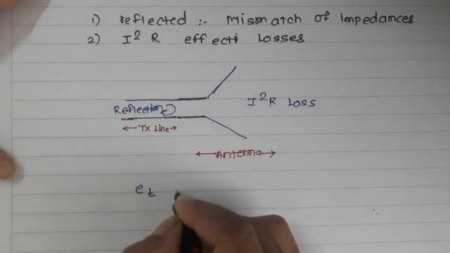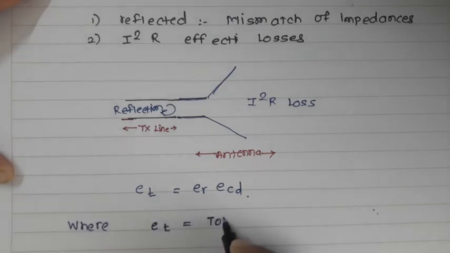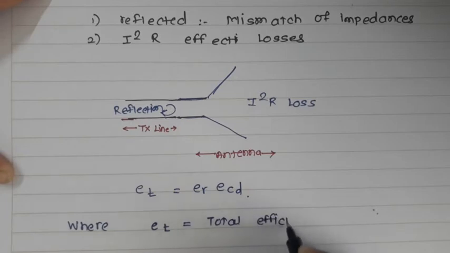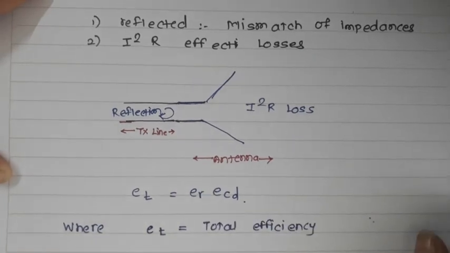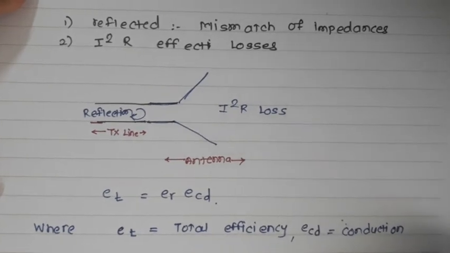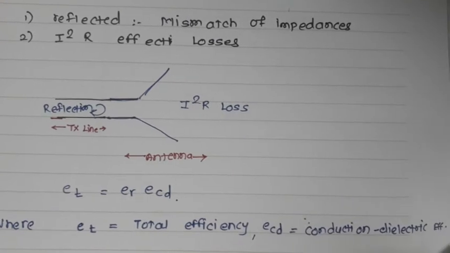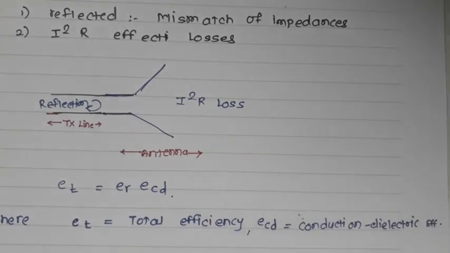So ET is equal to ER ECD. Now ER here we have already gone through, but we'll again see, where we know that ET is nothing but the total efficiency, which right now we are calculating, and the next one is nothing but the ECD. So this is the conduction dielectric efficiency. Then ER. Now ER is nothing but the reflection efficiency.